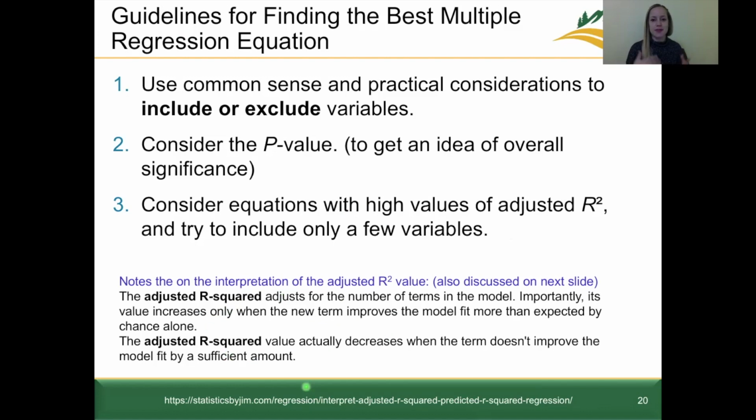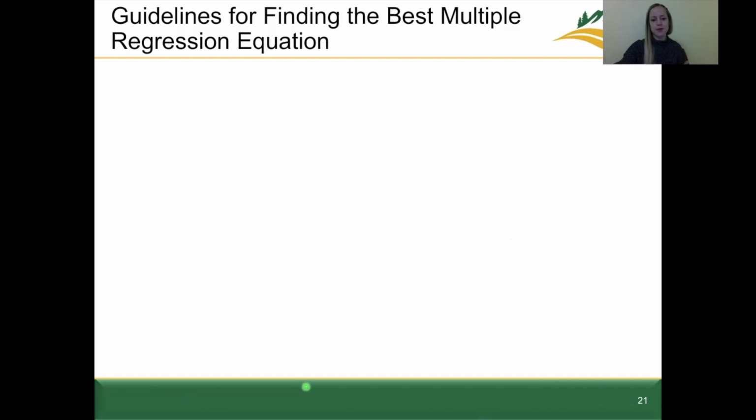Essentially, if we can use 3 predictor variables instead of 4, or 2 predictor variables instead of 3, we should do so. It decreases the complexity of our multiple regression equation, but at the same time, it won't take away from the accuracy of our predicted y hat value. So now, more on this.